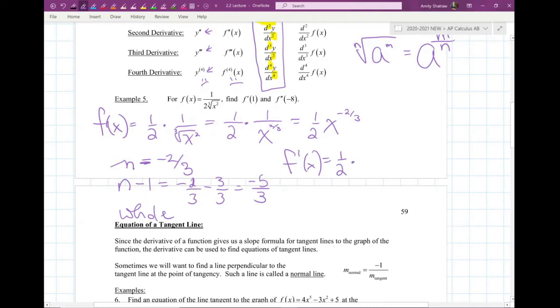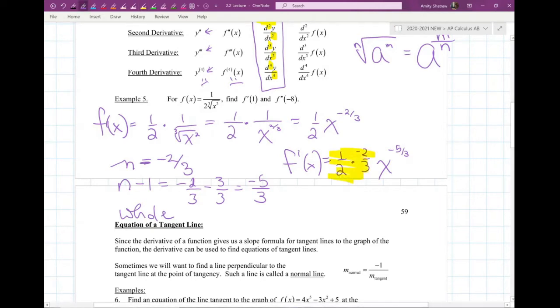Then it's going to have my power, which was negative 2/3, also out in front. It's going to have my exponent as being a negative 5/3. And wow, that's kind of complicated. But I do notice that this fraction can be reduced. And so I want to actually go ahead and reduce it.